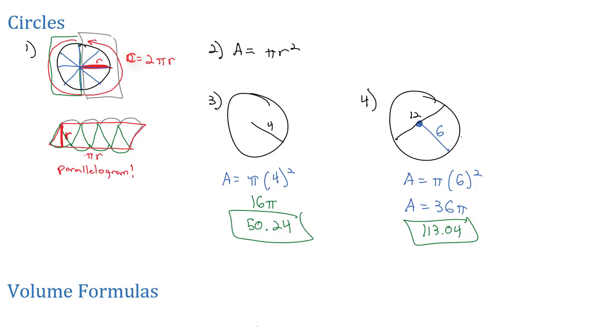So depending on if the question wants an exact answer, leave pi in there. If it's OK with an estimated answer, pi is approximately equal to 3.14. And then you can put that in your calculator to find the approximate area of the circle.